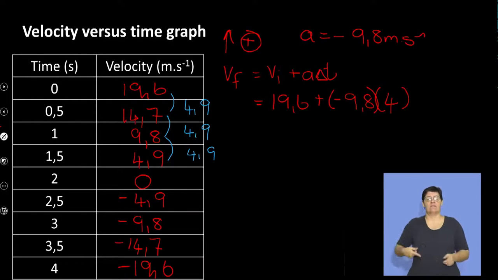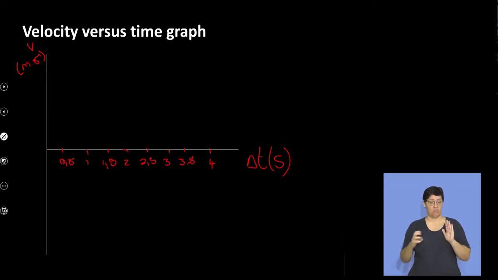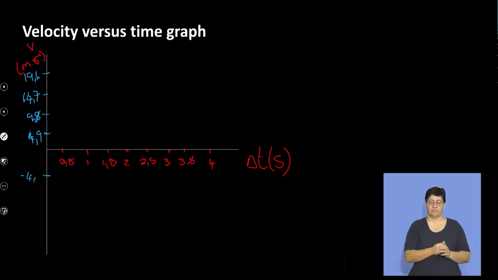That means when I get to my graph, I can go 4.9, 9.8, 14.7, 19.6. Minus 4.9, minus 9.8, minus 14.7, there's a minus there, and minus 19.6. Okay, I've got all my points.